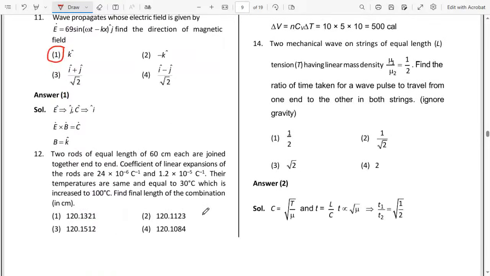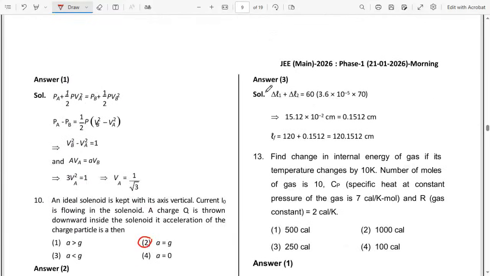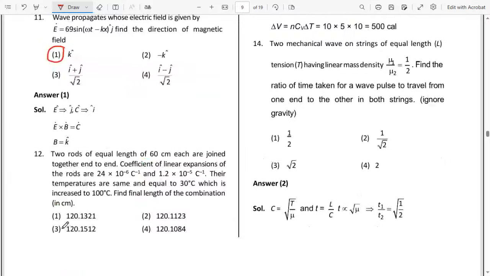Question number 12. Two rods of equal length of 60 centimeters each are joined together end to end. Coefficients of linear expansion of the rods are 2.4 into 10 to the power of minus 6 per degree C and 1.2 into 10 to the power of minus 5 per degree C. Their temperatures are the same and equal to 30 degrees centigrade, which is increased to 100 degrees centigrade. Find the final length of the combination in centimeters. So option 3, 120.1512 is the correct option, students.